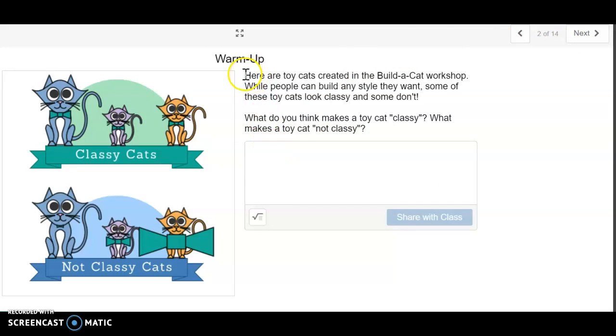Read this section here about what it takes for a cat to be classy versus not classy, and see if you can identify a pattern between all these classy cats up here and these non-classy cats down here. What is it about a cat that makes it classy versus non-classy? Type in your answers, make sure you share it with the class.